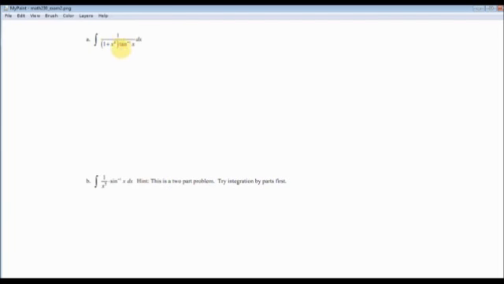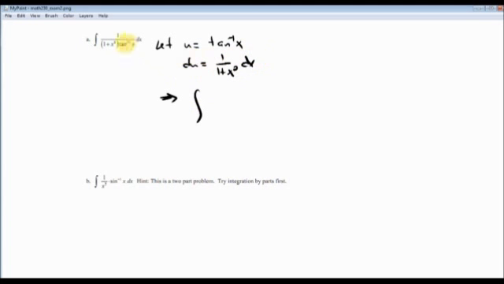Now there's going to be one integral of each, at least one. This one, you notice you have a tan inverse, and 1 over 1 plus x squared is the derivative of tan inverse. So this is a basic u substitution. So let u equal tan inverse x. That means du is 1 over 1 plus x squared dx.